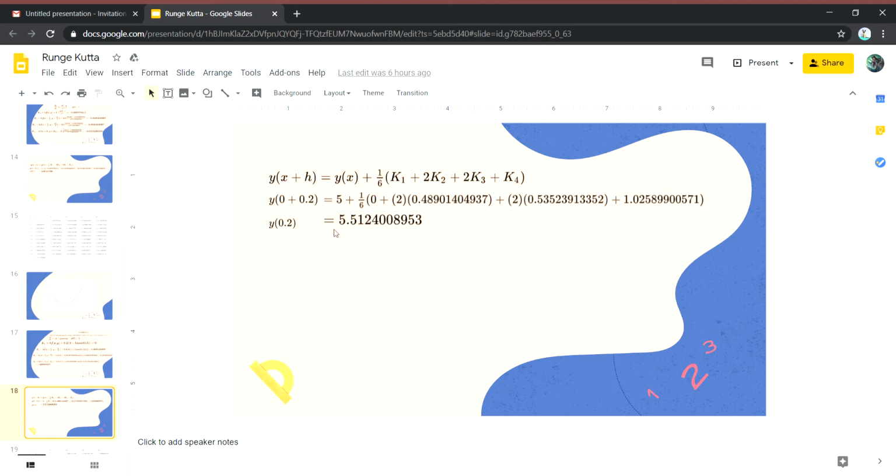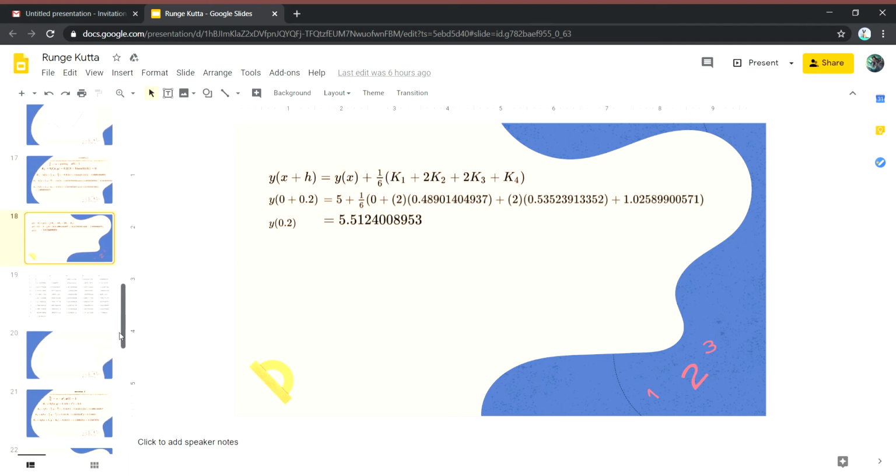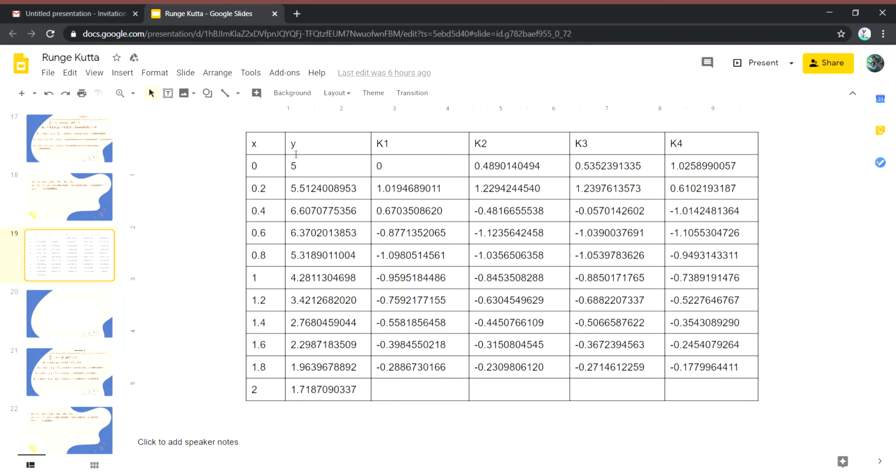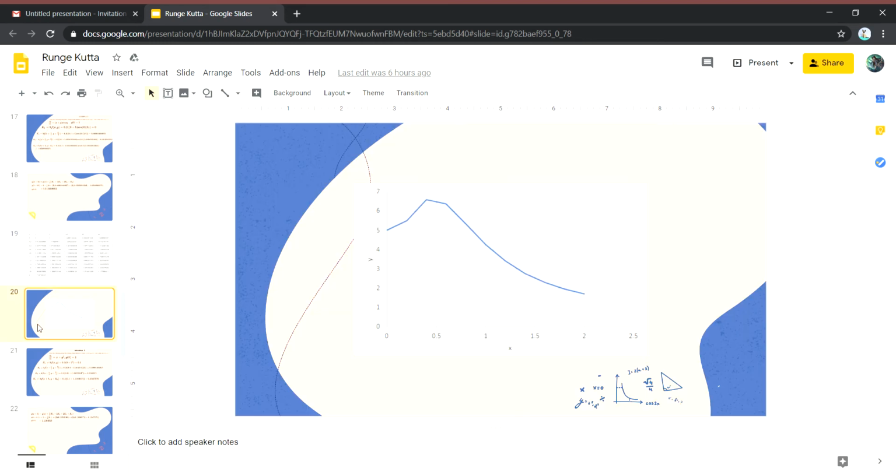And y(0.2) equal to 5.512400893. And again, this is the table for the x, y, k1, k2, k3 and k4. This is the graph. You can see that it rises from 5 to 6 and 6 something, and then it steps down again to below 2 when x equal to 2.